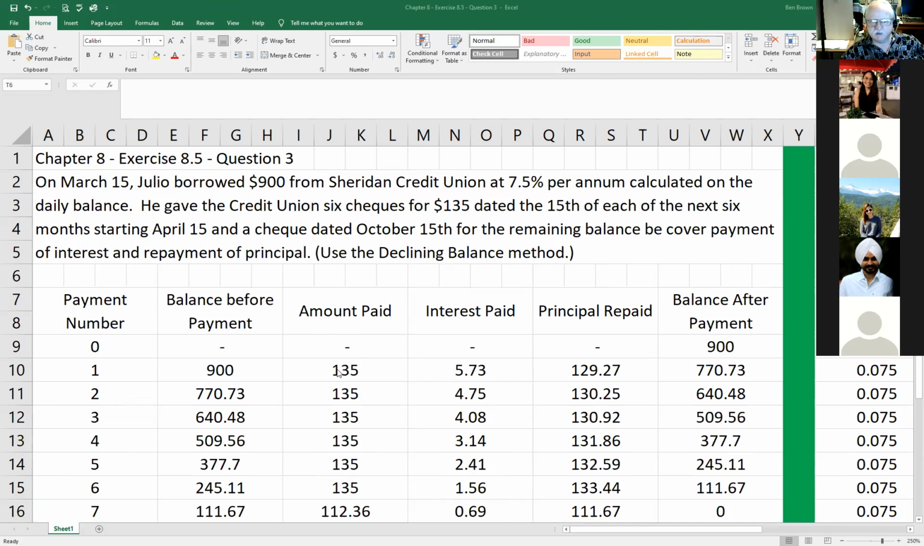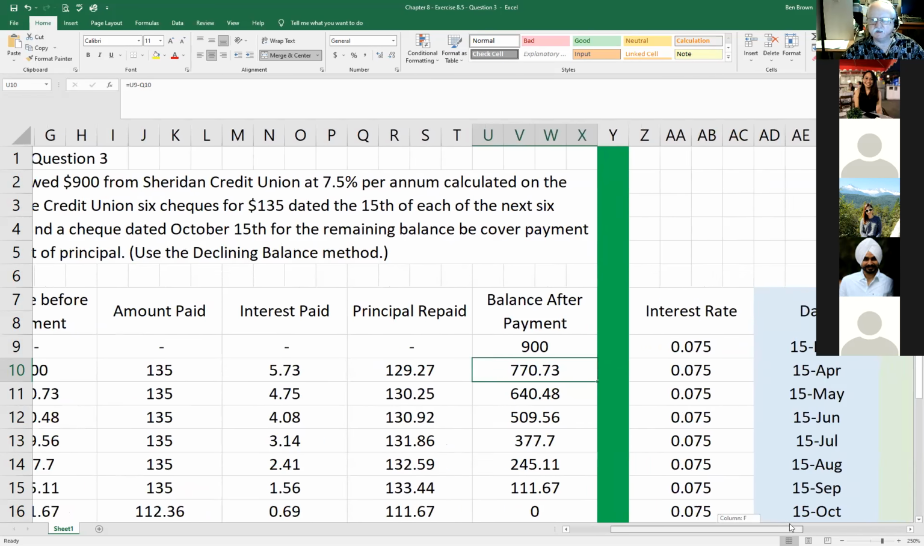So in this case, they're paying $135, but the accrued interest for the first period is $5.73. So once we take off the interest, the principal repaid, the amount of the payment that can be applied to the principal, is down to $129. And then we start with the outstanding balance. We take away the principal repaid in this cell. And so we get 900 minus 129 equals the 770.